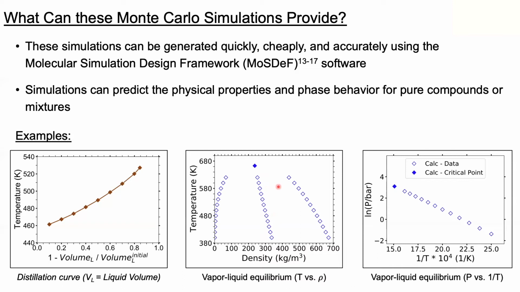It's also important to note that these are not the only properties you can get from Monte Carlo simulations. You can do a lot of other things like adsorption in zeolites, for one example, and many other things, which we're not going to go into entirely in this video, but I just wanted to hit on some of the things you could do.